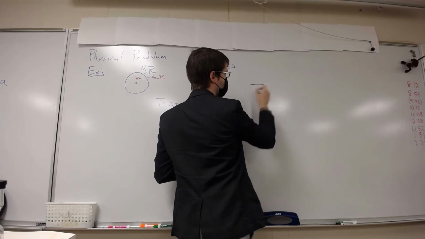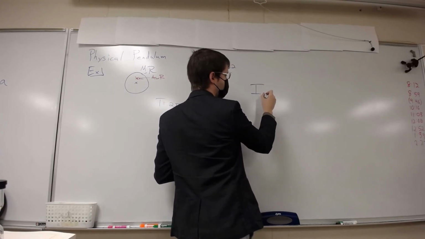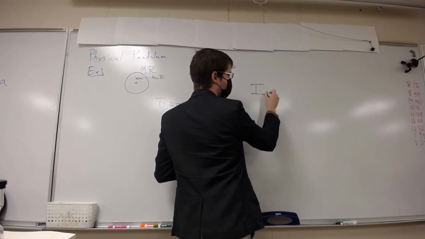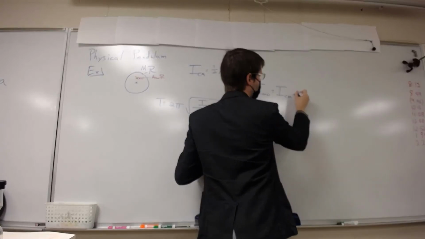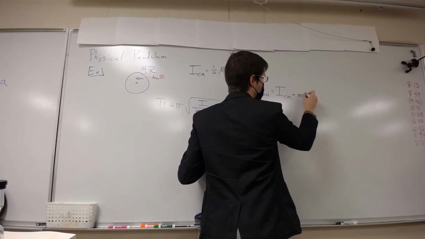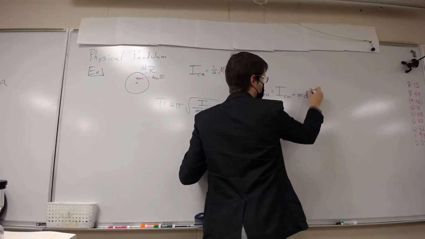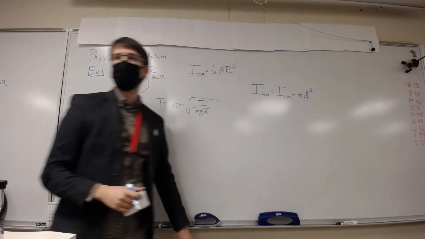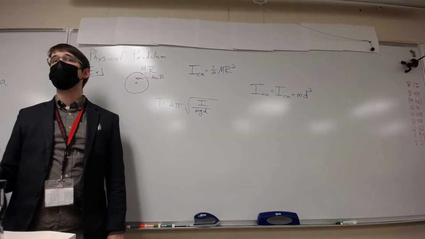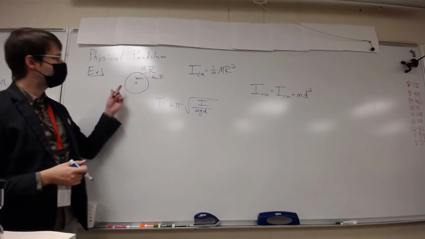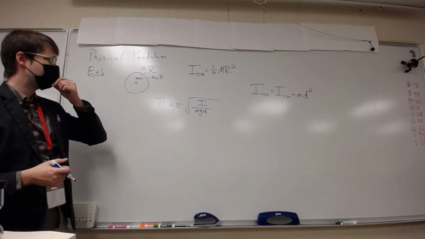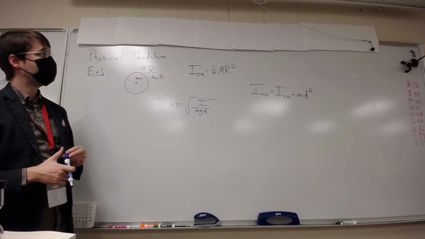that the rotational inertia about any point, the new rotational inertia is going to be equal to the one about the center of mass plus the mass times the distance from the center of mass to the new axis that we're looking at. And so in this case, that's going to be, is it just 3/4 mr squared? Yeah.